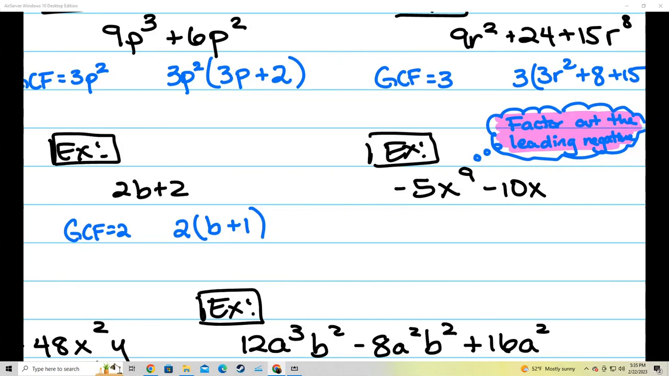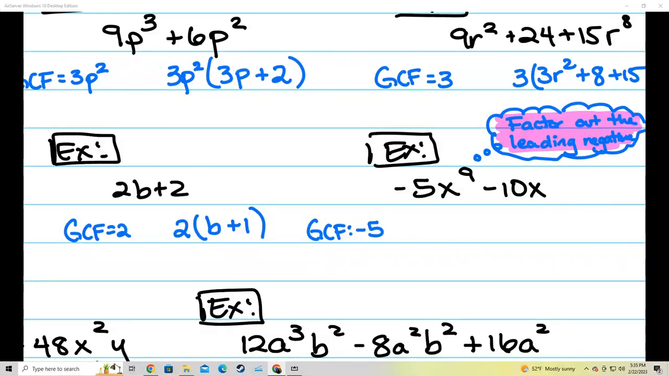If you see a leading negative, you need to factor it out. That is to say, if it starts with a negative, that negative needs to get factored out. So I just told you GCF, because it starts with a negative, you need to factor it out. As far as the numbers are concerned, I see a 5 and a 10. 5 goes into both of those, so I'm going to factor out a negative 5.